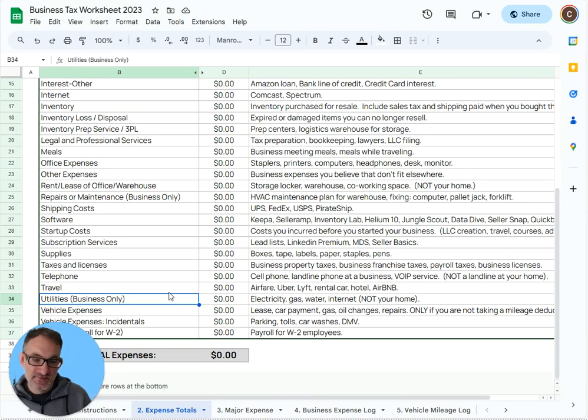Also, vehicle expenses. Generally, we recommend taking a mileage deduction. So if you're driving, we recommend having a vehicle mileage log and keeping track of that, and then you get a deduction for that as well. So that's the overview of all the things you can generally write off within your business. I would strongly recommend taking a look at our business tax worksheet and listing out all of this stuff.